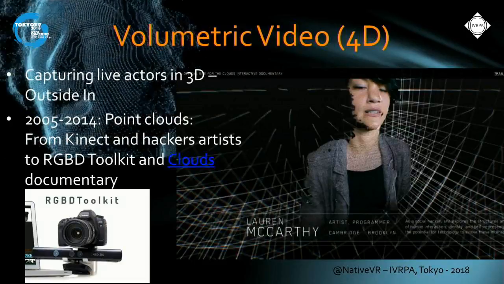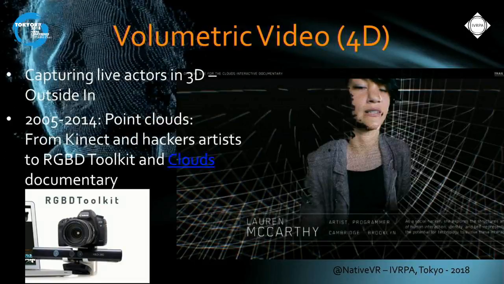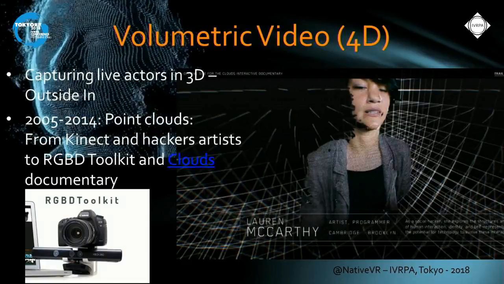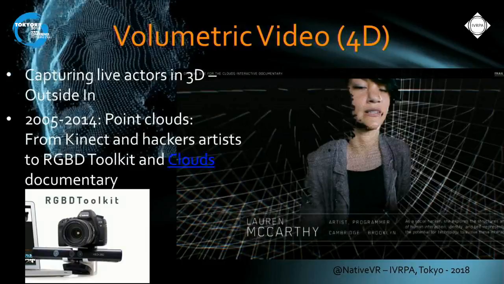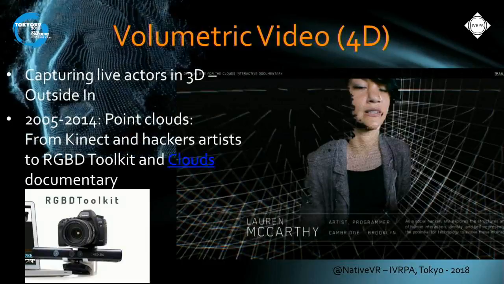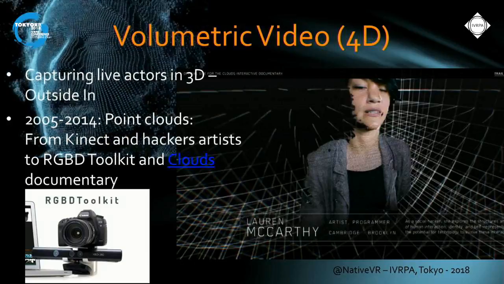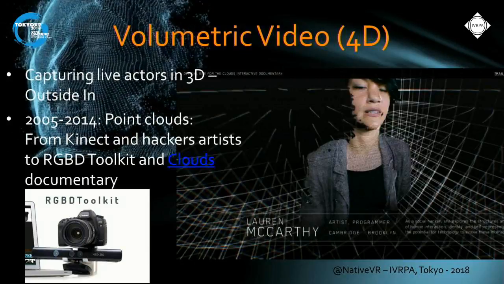And we place the camera, when I say outside in, it's because the cameras are usually placed all around the person or sometimes just in front. And that's how you capture. So it's very different from a 360 camera, which is inside out. You know, you are centered and you capture everything around you.